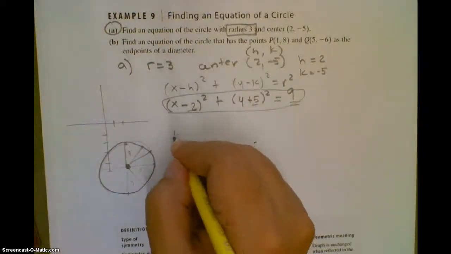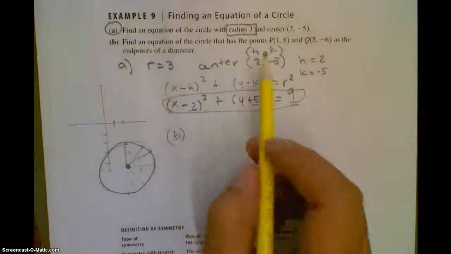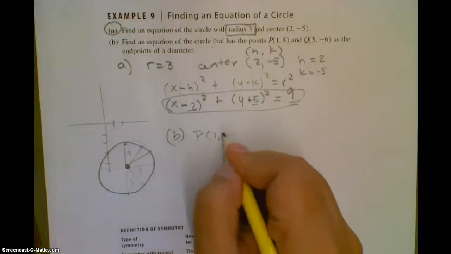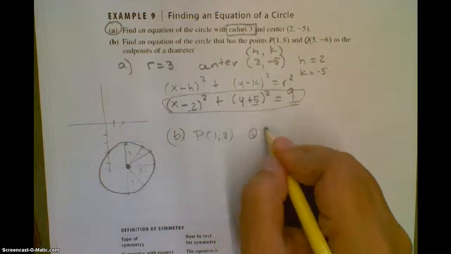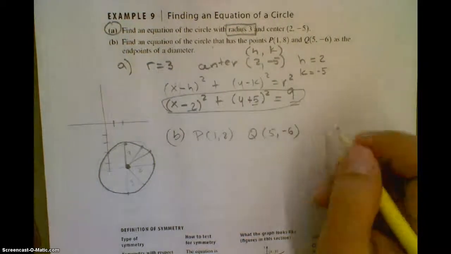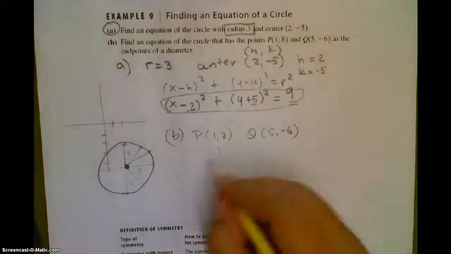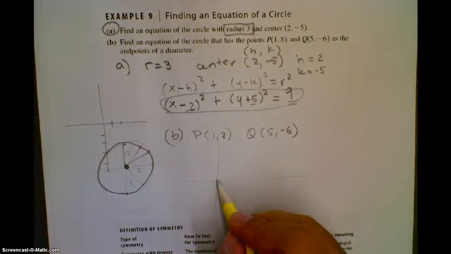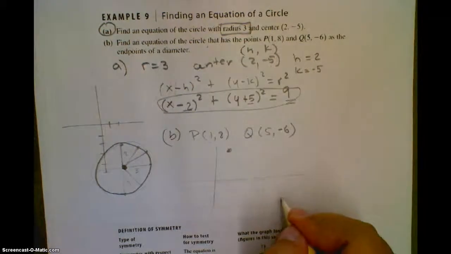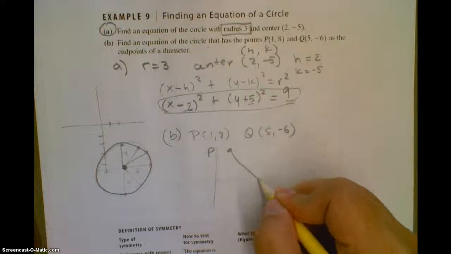Now in part B, it says find an equation of the circle that has the points 1, 8 and 5, negative 6 as the endpoints of a diameter. So that means I don't know where the circle is, okay? But I know the points 1, 8 and 5, negative 6 are the endpoints of the diameter.